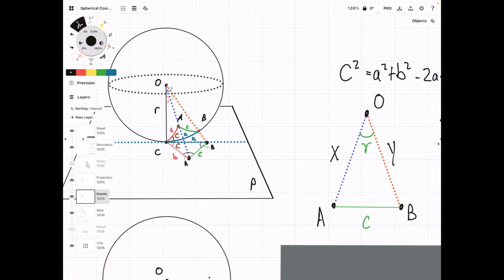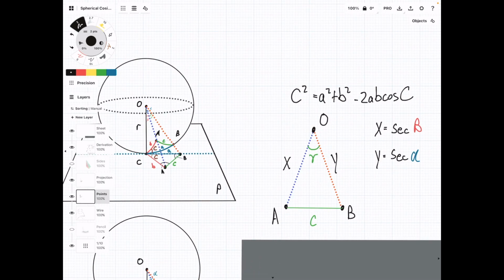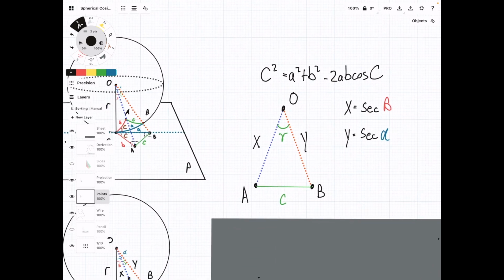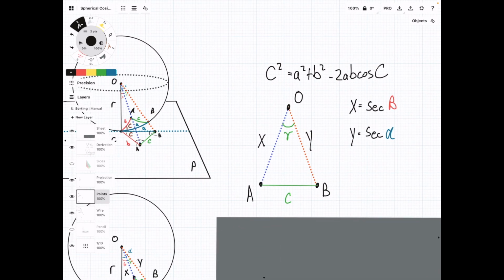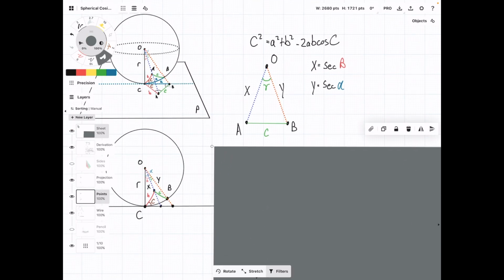I can put a helpful link in the description of this video to help you see what a secant line is. But for the sake of this derivation, we know that x is equal to secant beta and y is equal to secant alpha. Okay.